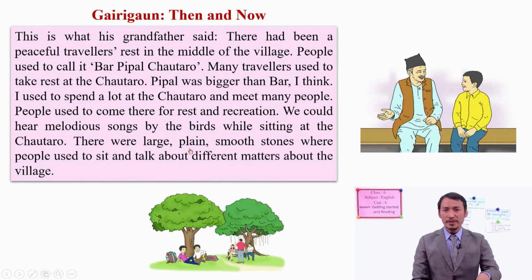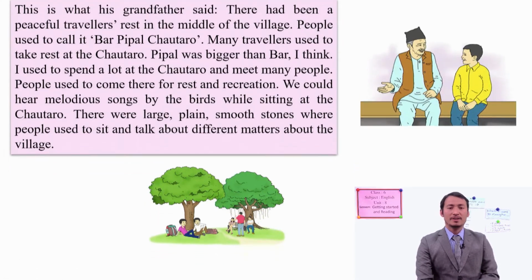Okay, so what do we have around the Chautaro? There are large, plain, smooth stones, right, for sitting on. Okay, so he talks about there was a Bar people Chautaro in the village. Now let's find out the next one.